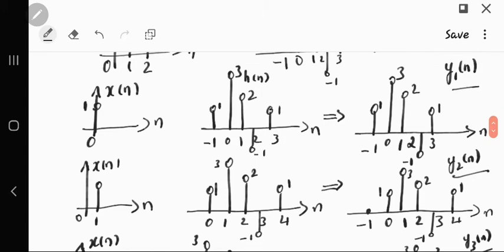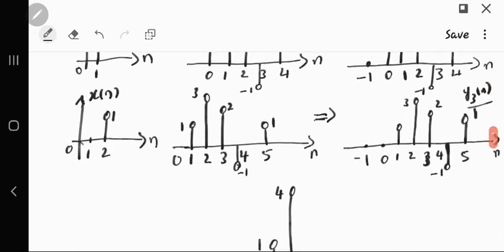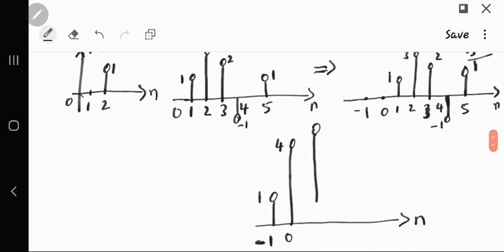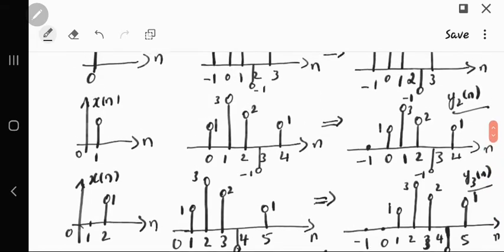Now coming at index 1, we have 2. Here we have 3. 2 plus 3 is 5. And again at 1, we have the signal with amplitude 1. 2 plus 3, 5. 5 plus 1 is 6. So let's plot that graphically. The amplitude at 1 is 6.